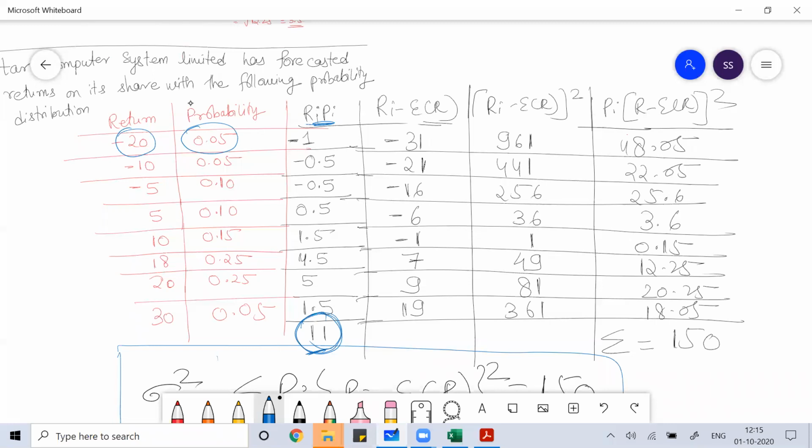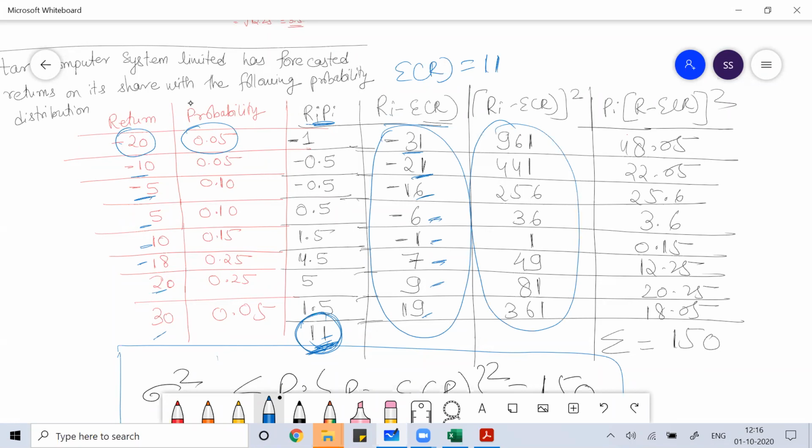Then, Pawan, what you need to do, you have to find R minus ER. So ER you got as 11. So do R minus ER: minus 20 minus 11, minus 31; minus 10 minus 11, minus 21; minus 5 minus 11, minus 16; 5 minus 11, minus 6; 10 minus 11, minus 1; 18 minus 11, 7; 20 minus 11, 9; 30 minus 11, 19. Once you get this R minus ER, then do the square of that.